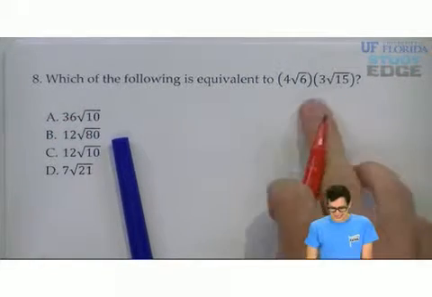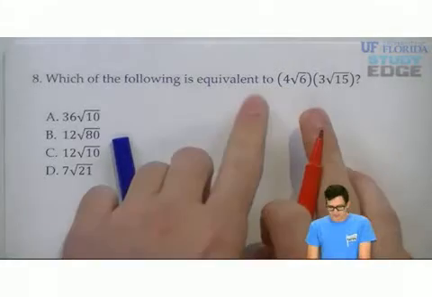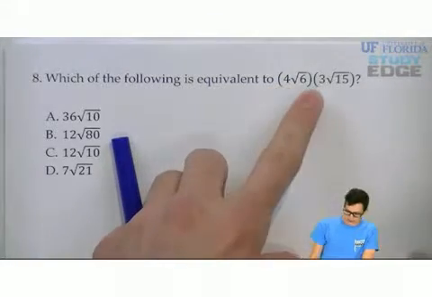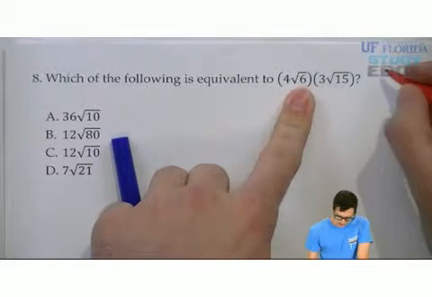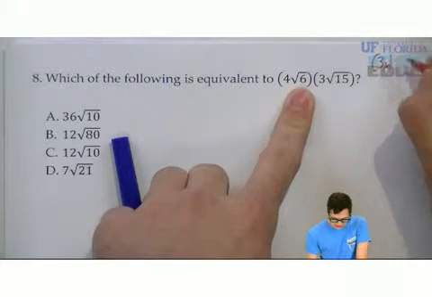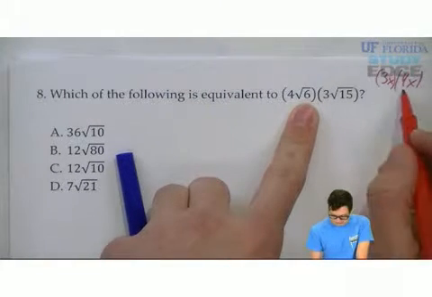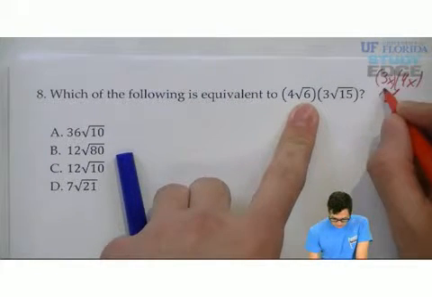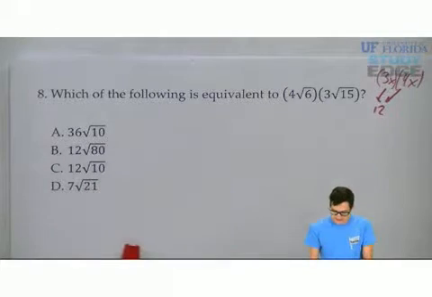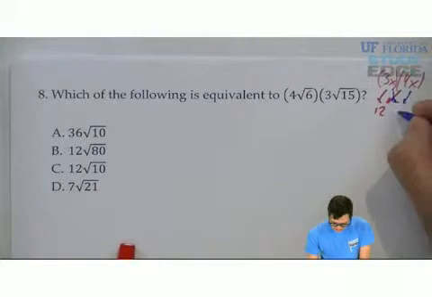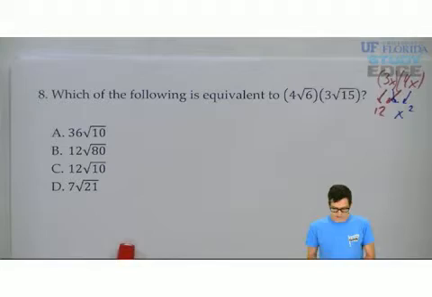How do I put all that together? When I'm multiplying here, I can only multiply the numbers on the outside together, and I can only multiply the numbers under the square roots together. Think of it this way: if I have 3x times 4x, I'll do 3 times 4, which will give me 12, and then x times x, which will give me x squared. Same thing here.